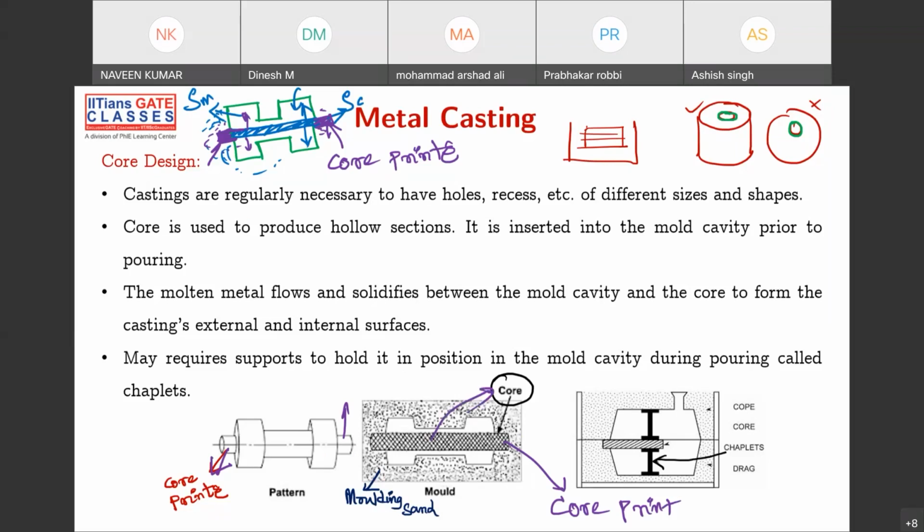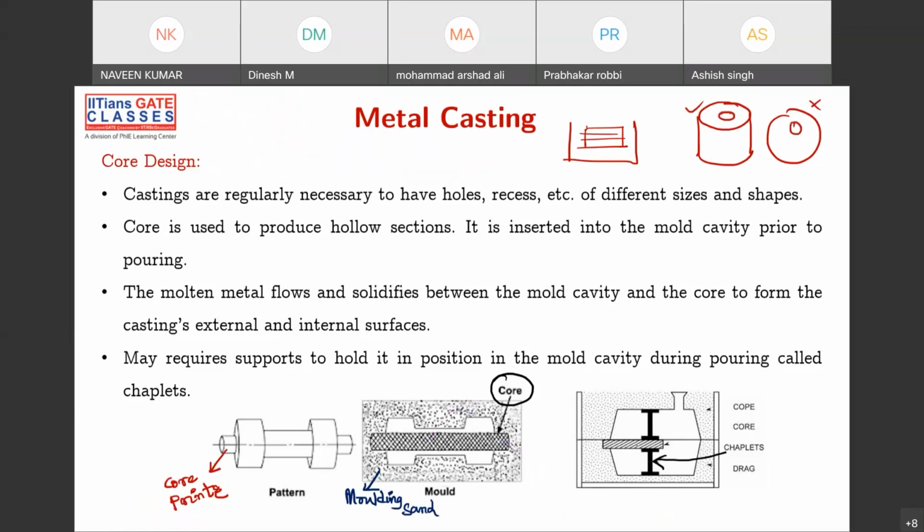Also, sometimes you want to have a hole that is not complete, a blind hole. You know the blind hole, right? Blind hole in the sense it is not a complete hole. It is not like this completely. If you have a blind hole, you can have a core print, it's okay, fine. But to make sure that the portion in between is not hanging or bending, you have these things called chaplets. They will support your core as well. And chaplets are also used for directional solidification, but we'll not discuss that.